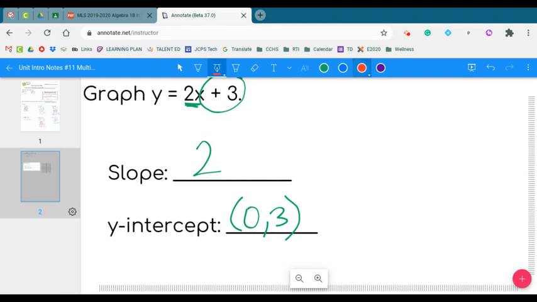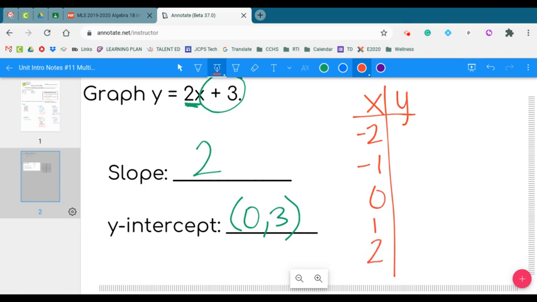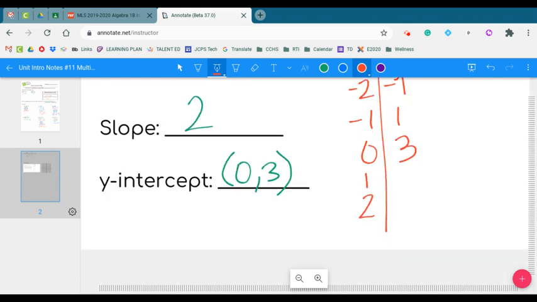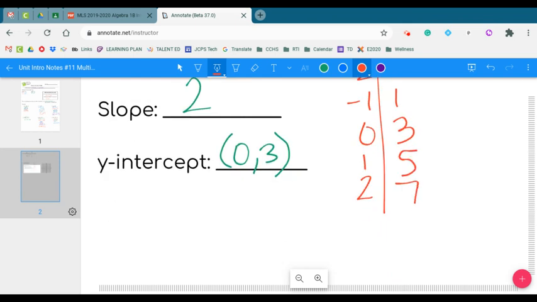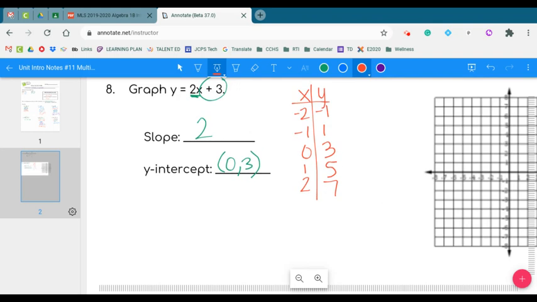Okay, to graph our line, we're going to do our table. You can plug this into your calculator. Since it's linear, we're going to use -2, -1, 0, 1, 2. Our y's are going to be -1, 1, 3, 5, and 7. Again, you can type this into your calculator, hit second graph, and you'll get your table.